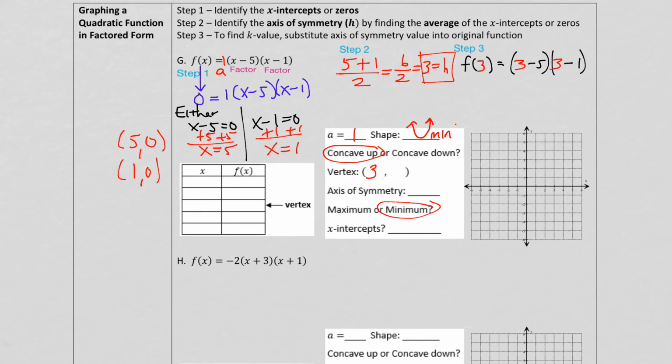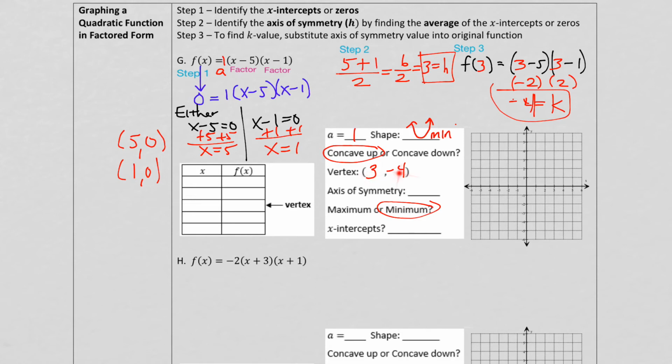Now again, notice how this f of 3 is just notation, so the actual work is going to be on the right-hand side of the equation. So 3 minus 5 is minus 2, times 3 minus 1, which is positive 2, and I'm left with minus 2 times 2, that's negative 4. So this negative 4 is my k value. So I've just found the vertex as (3, -4). Now I have my position.